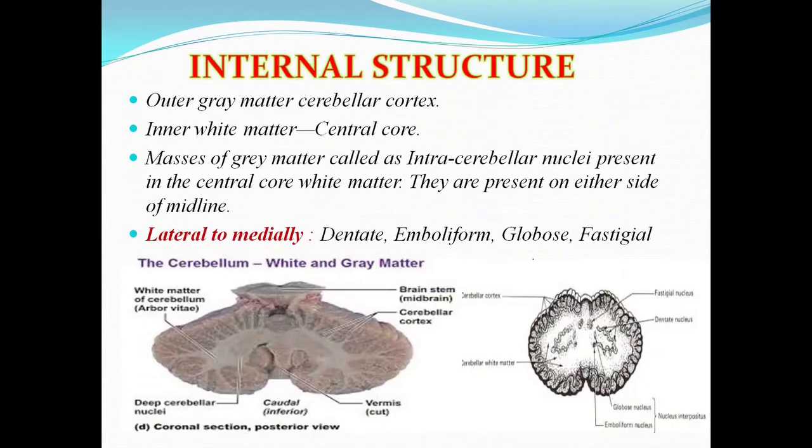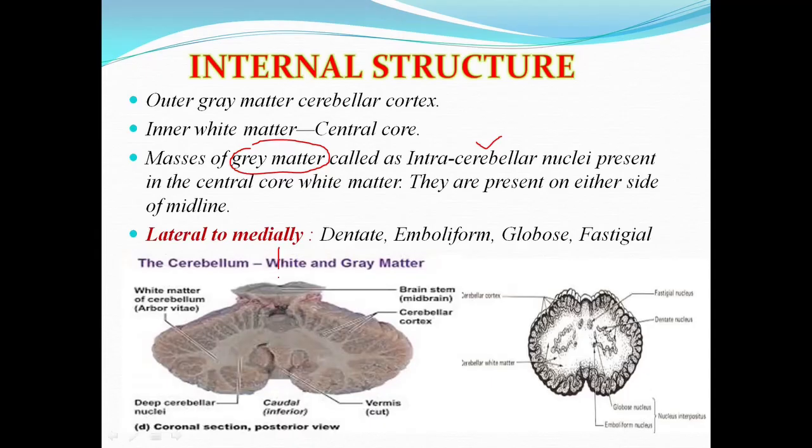Up till now, we have studied the external features, fissures, lobes, and subdivisions of both the vermis and the cerebellar hemisphere. Now we move into the internal features of the cerebellum, which is differentiated into an outer gray matter and an inner white matter. Inside the inner core of white matter, we can identify masses of gray matter cored inside the white matter. That's why we name them the intracerebellar nuclei, and they are present in both cerebellar hemispheres.